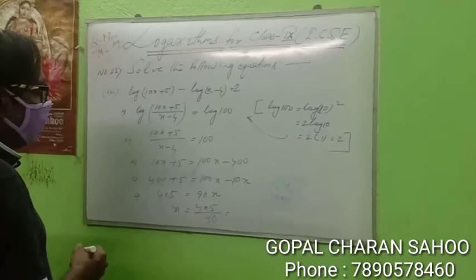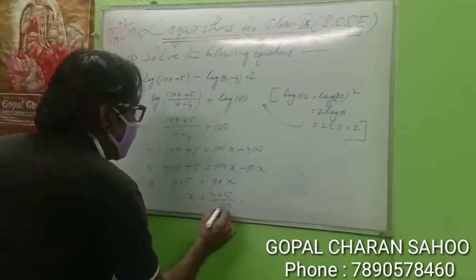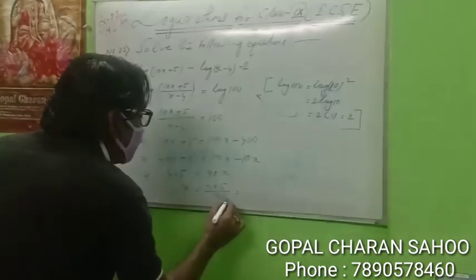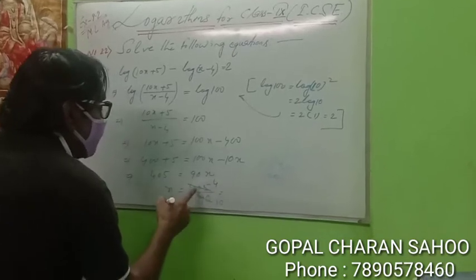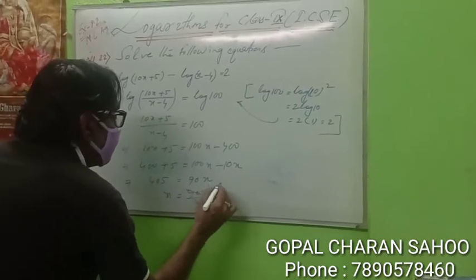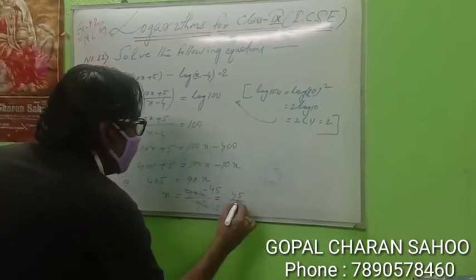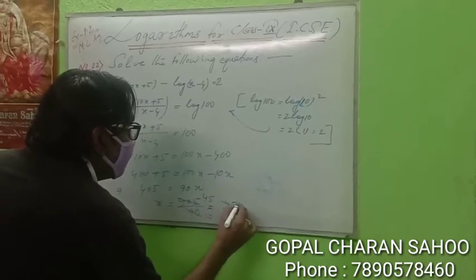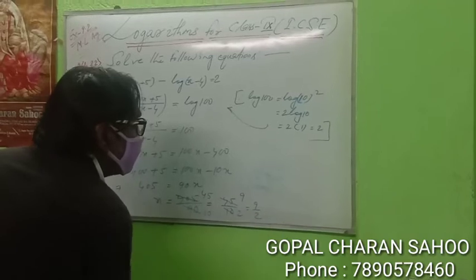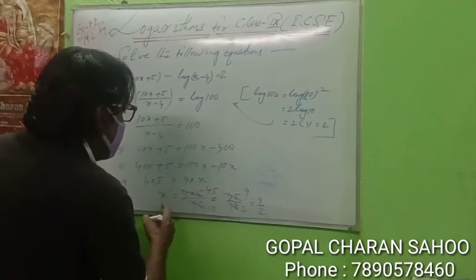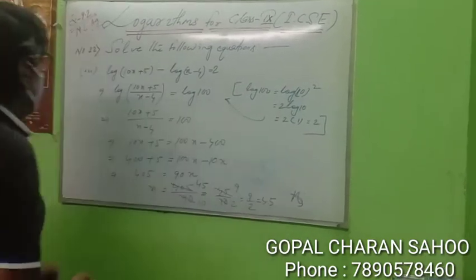It will go by 9. 9 divided, 9 10s are 90, 9 4s are 36, 9 5s are 45. Okay, this is coming 45 by 10. Again it will go by 5, 5 9s are 45, 5 2s are 10, 9 by 2. Okay. See the answer, x is equal to 9 by 2 or 4.5. This is the answer of number third part.